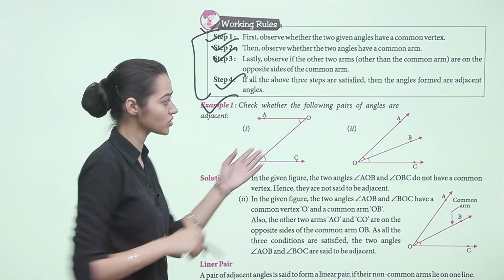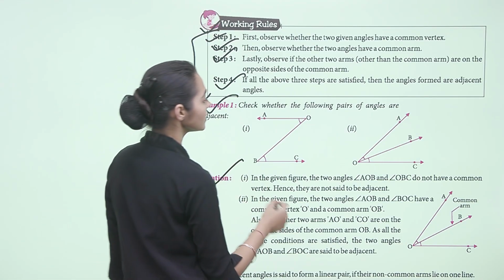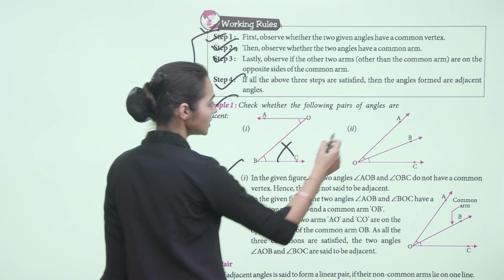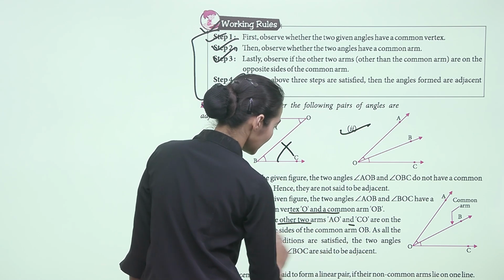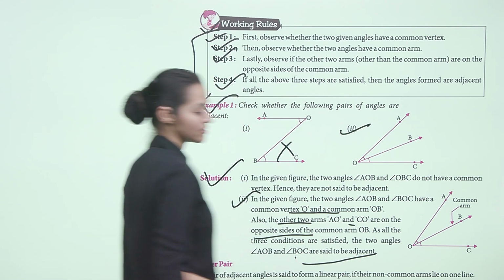For example, here we have to check whether the pair of angles are adjacent or not. In the first given figure, angle AOB and angle BOC do not have a common arm, so they are not adjacent. In the second one, they have a common arm, they have two other arms, and they lie on the same vertex. So these two angles are adjacent angles.